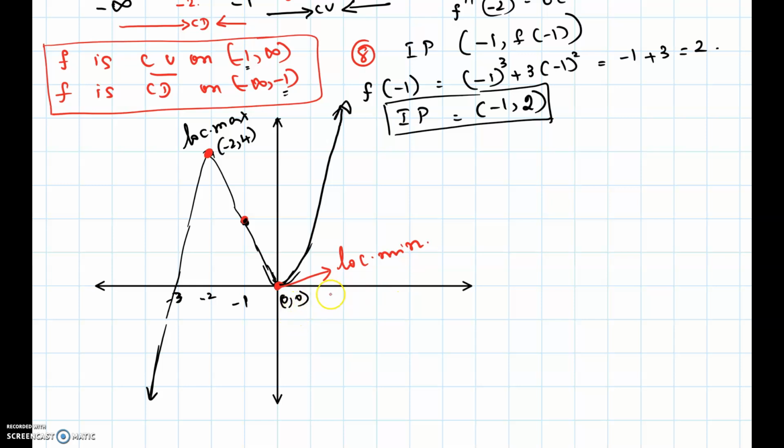So (0, 0) is one important point. (-2, 4) is the local max. And we also found wherever the concavity changes, which is the inflection point, which was (-1, 2). So (-1, 2) is an inflection point. So when you sketch these kinds of graphs, make sure that you show the important points that you found in different parts of the problem on the graph. Hope this video helps.